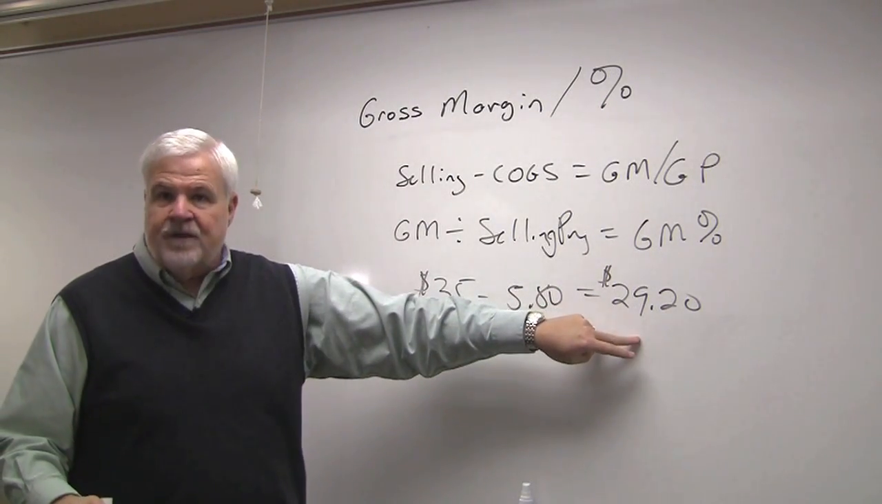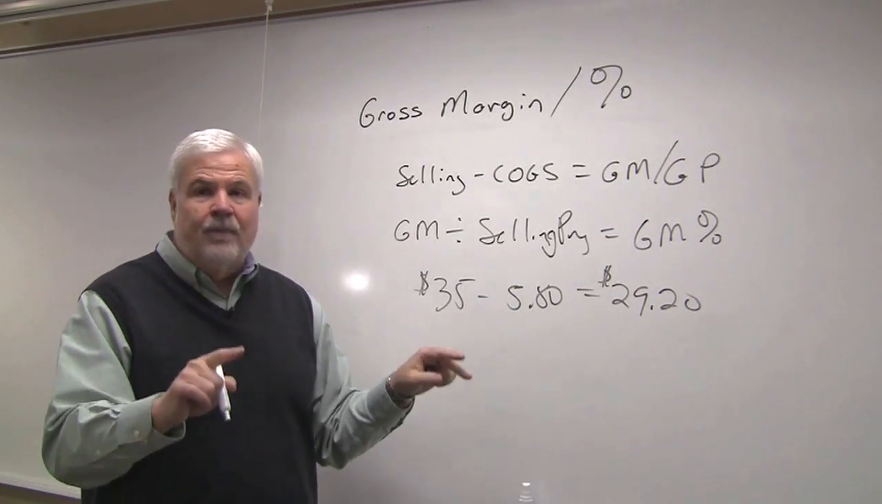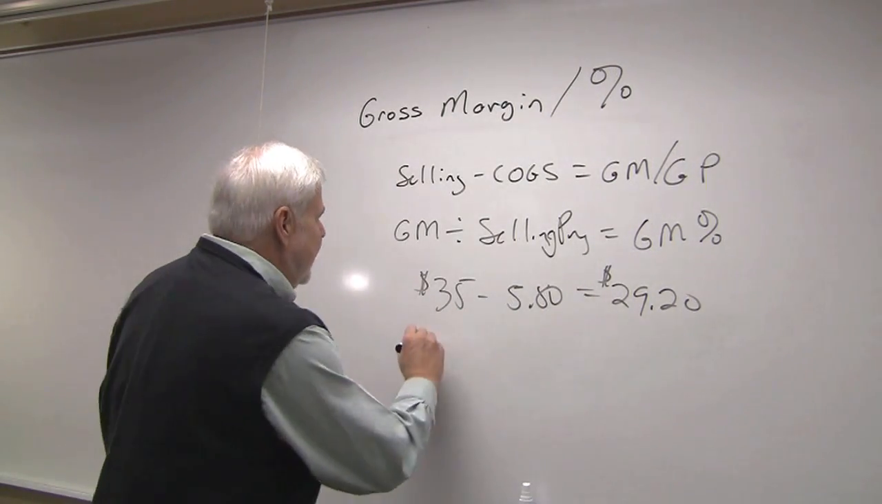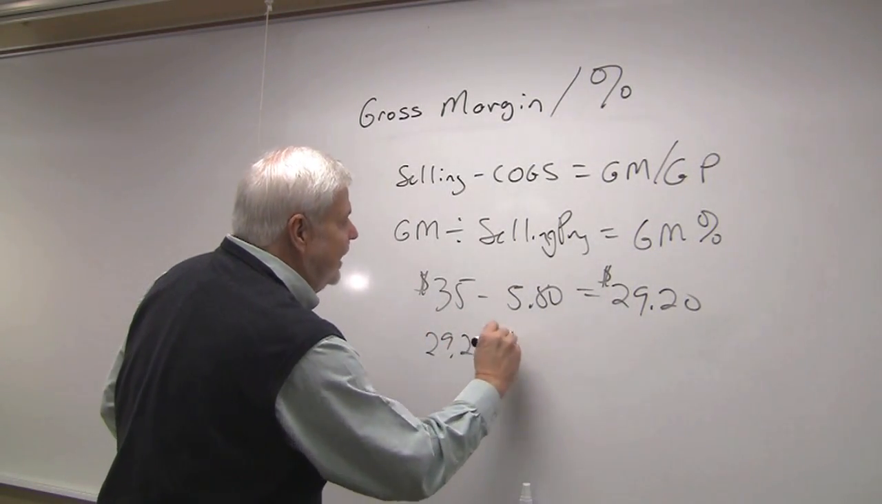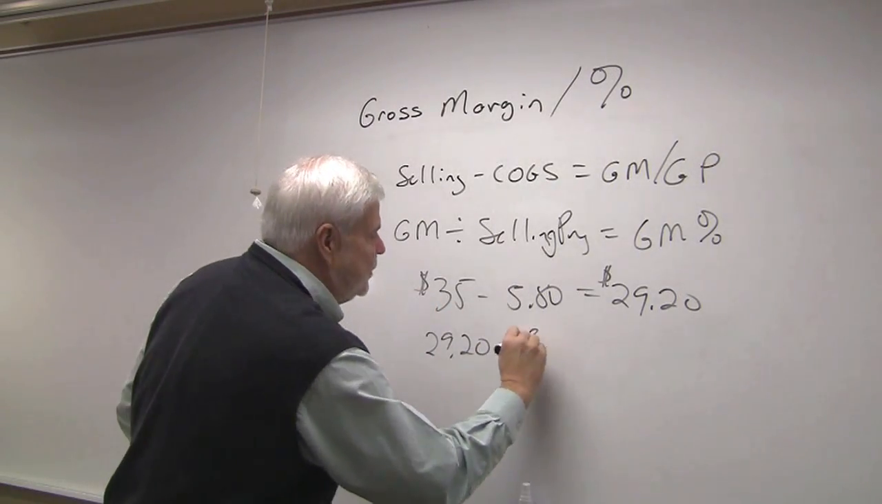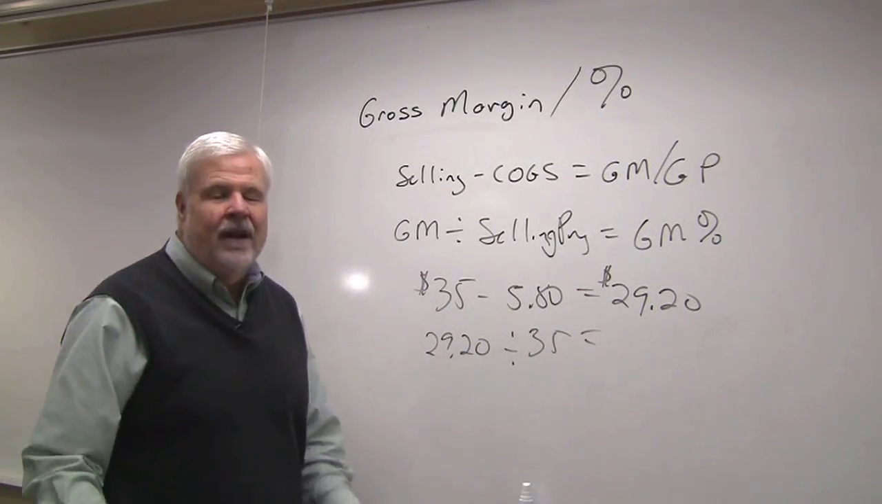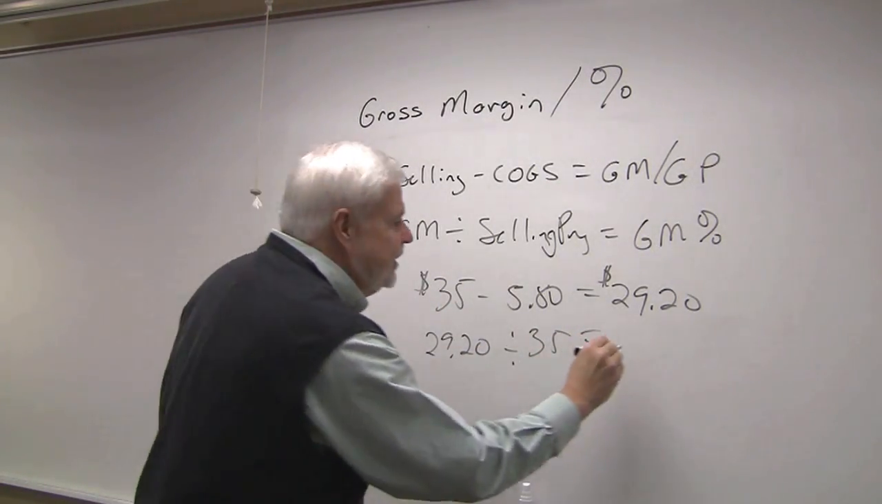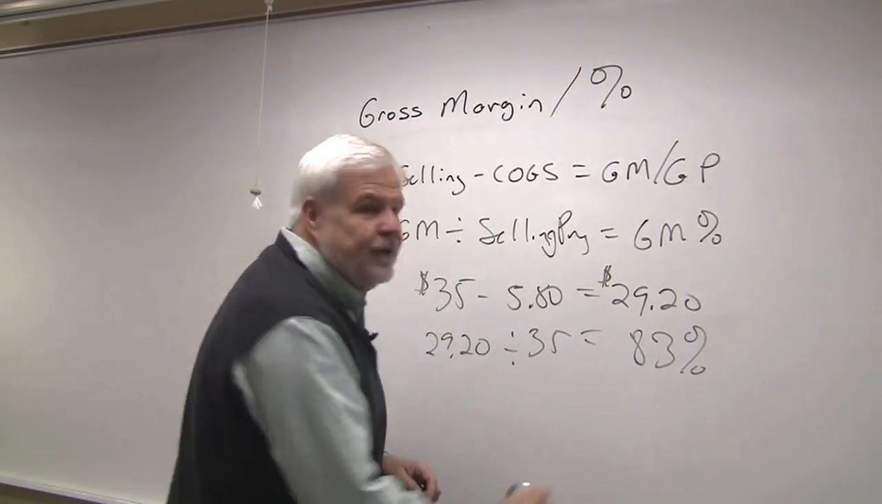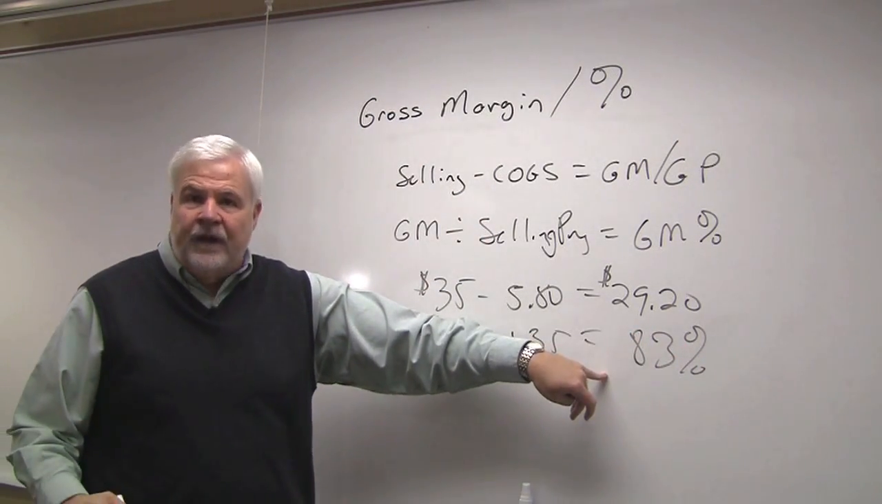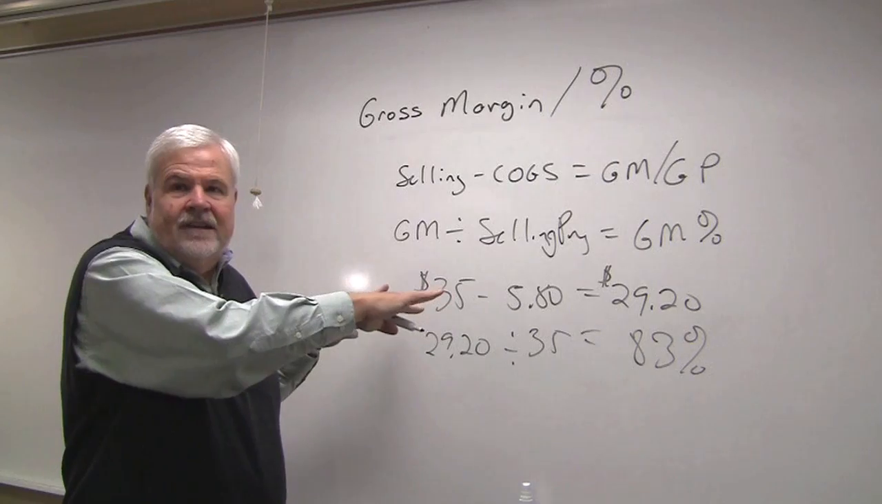Then to figure out your gross margin percentage, which is really important for bankers and investors, you take the $29.20 and divide it by the selling price, which is $35, and you come up with, what is that figure? Oh yes, I have it off the top of my head. It's 83%, which is a very good figure.